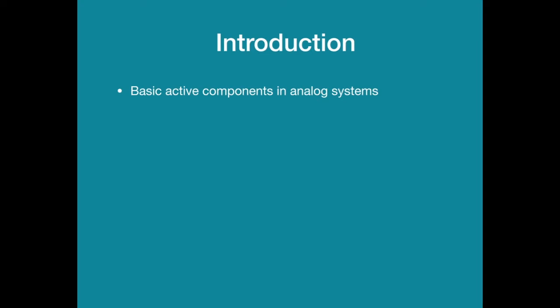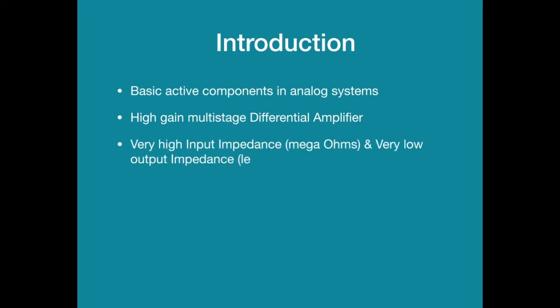Operational amplifier is a basic active component in analog systems. It's a high gain multi-stage differential amplifier. It has very high input impedance in the range of mega ohms to very low output impedance which is in the range of hundreds of ohms.